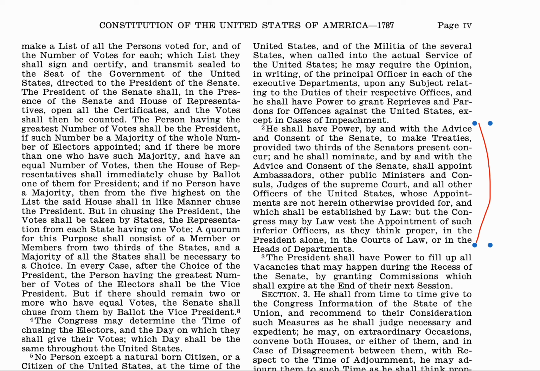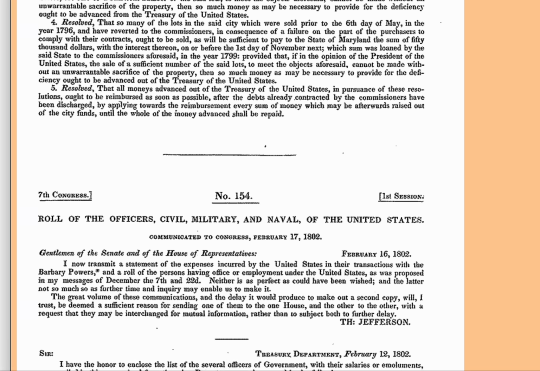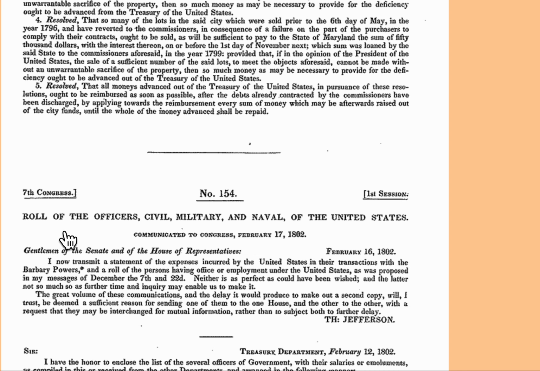Okay, so we're going to look at something that's really simple to find, which I'm surprised that so many cannot find. Role of the officers. So this is 7th Congress, number 154, first session, Thomas Jefferson in 1802. Role of the officers, civil. Those are the ambassadors, consuls, department heads. Now, some department heads are military officers, but in some of the instrumentalities, they're civil officers, so they're civilians. Military and naval of the United States, so of the federal states. So all of those federal officers, all the federal officers that are appointed, including civil, military, and naval.